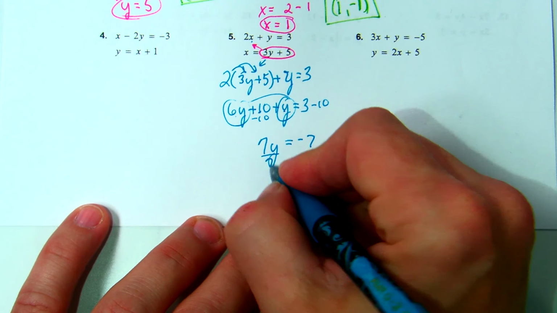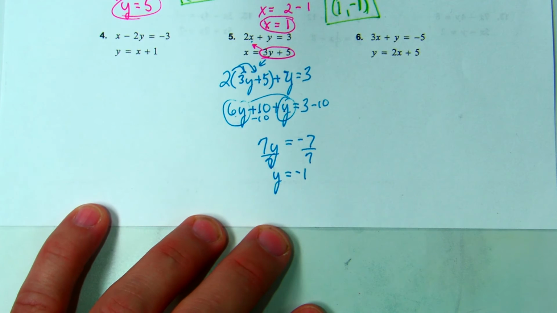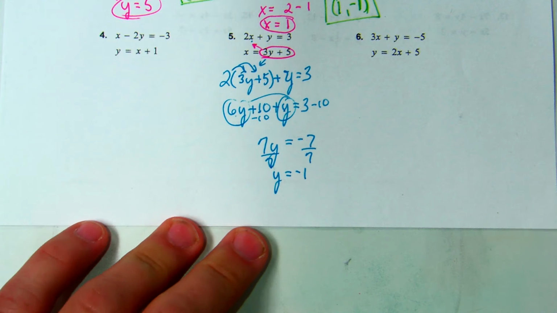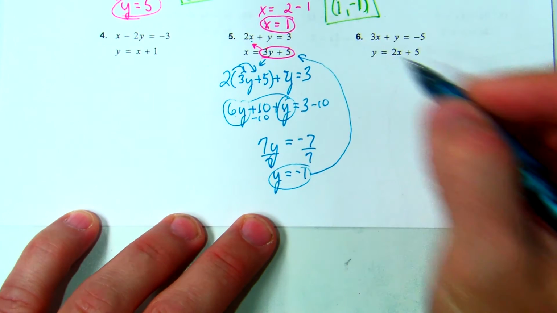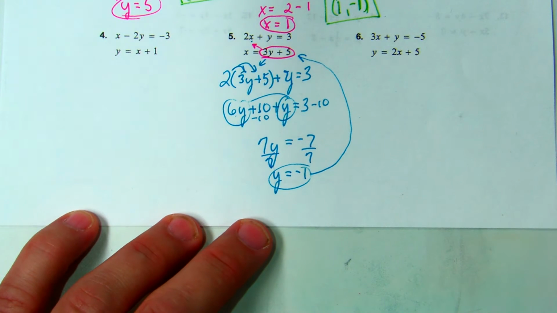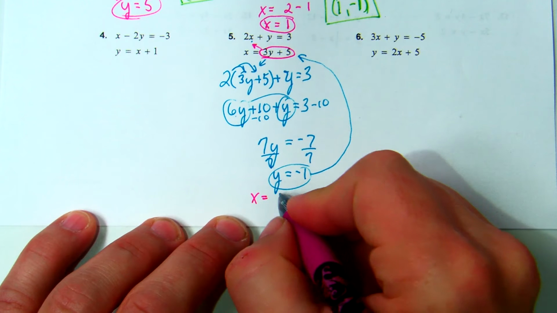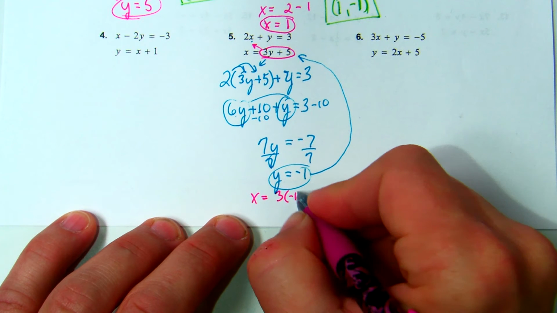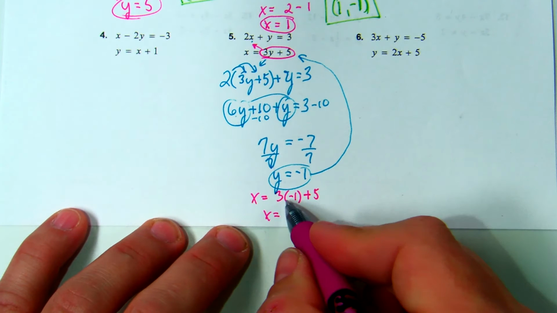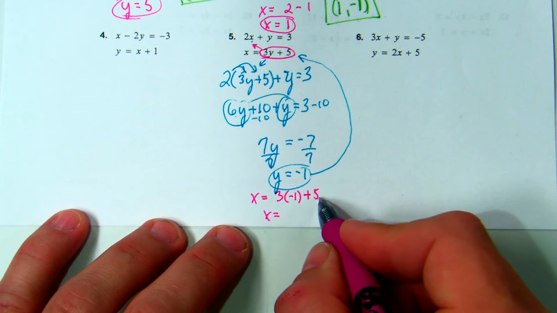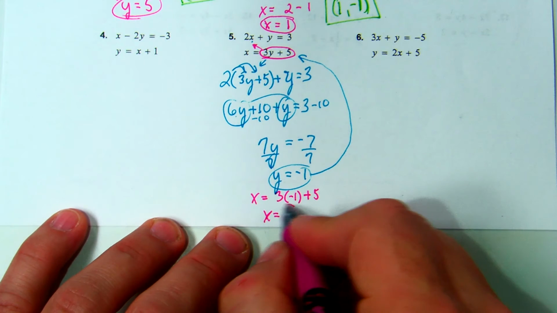So then when I divide by 7 and divide by 7, y is going to equal a negative 1. Now when y equals a negative 1, I'm going to take that value, plug it back into the x equals equation, and it should give me the x value as well. X is going to equal 3 times a negative 1 plus 5. 3 times negative 1 is a negative 3, and negative 3 plus 5 is a positive 2. So x should equal 2.